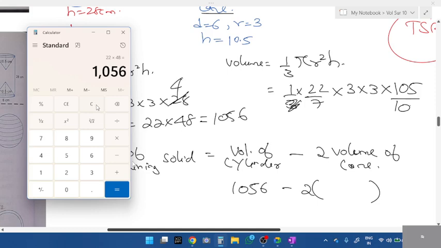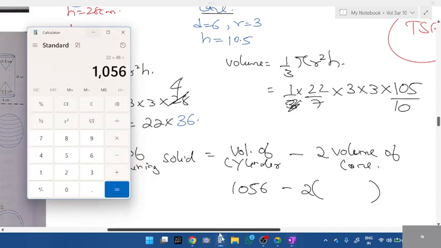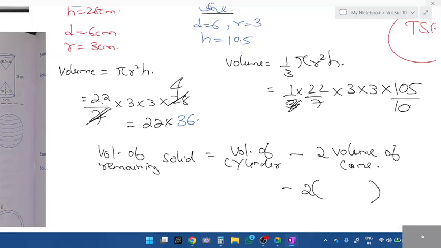22 into 48. 1056. Where did I go? Okay, here I made a mistake. 3 threes are 9. 9 fours are. How much is 9 fours, students? 9 fours are 36. 22 into 36. 792. Good. 792. Then you reduce everything. 99.